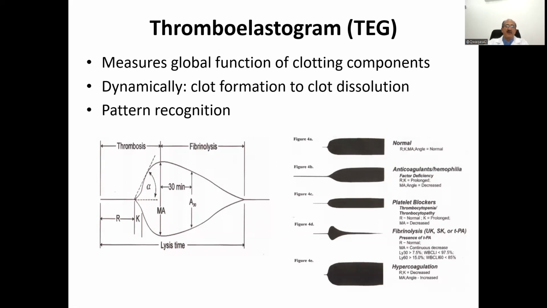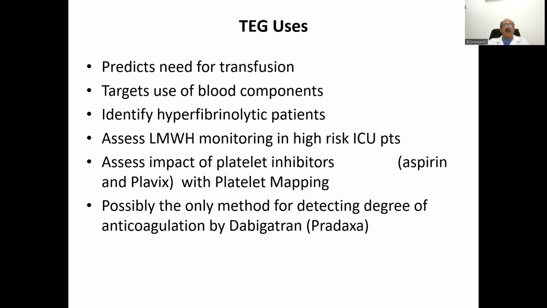So instead of giving whole blood, this can tell you at this time you need only platelets, either FFP or a combination, or cryoprecipitate, or whole blood. So it tells you individually. As I already told you, it predicts the need for transfusion or the blood component. We can also assess low molecular weight heparin monitoring in high-risk ICU patients. It is the only method for detecting the degree of anticoagulation by other anticoagulants as well.